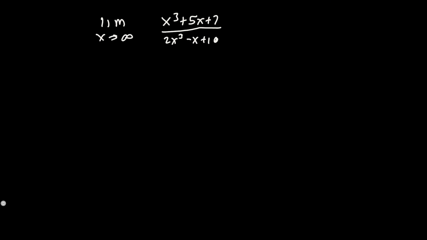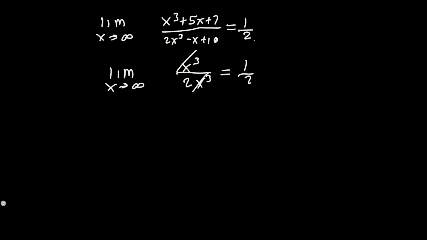So then we're going to have the limit as x approaches infinity of x cubed over, and since x cubed is multiplied by 2, we have to include that 2 because it is a part of the growth. So it is 2x cubed. And we're going to cancel out the x cubed, which is going to give us 1/2. So that means that our original limit is 1/2.